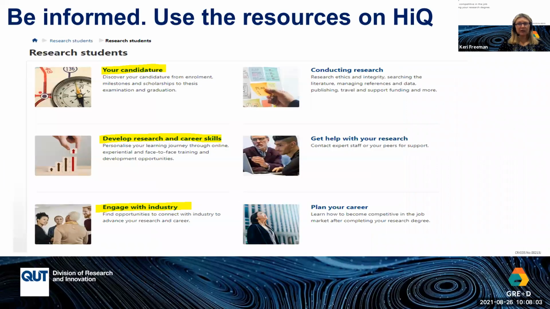So as I keep saying, we've got lots of resources and tools. I've just told you about a few of them. But these pages are our specific HiQ pages for all of our HDRs. And you can see there I've highlighted your candidature. So that's where all the information is about the administration of your degree, QUT requirements, thesis expectations, guidelines, that sort of thing. Develop research and career skills.